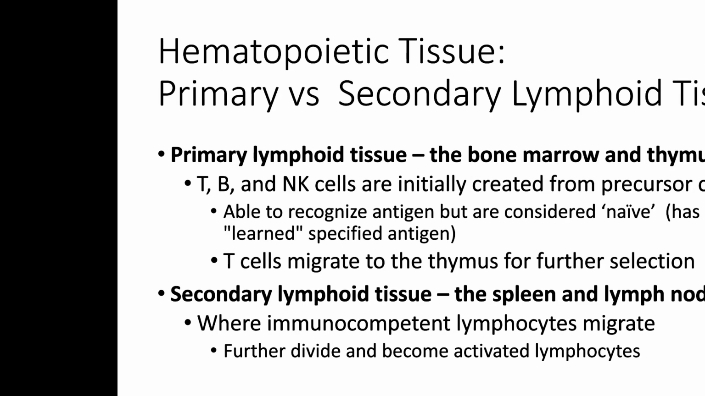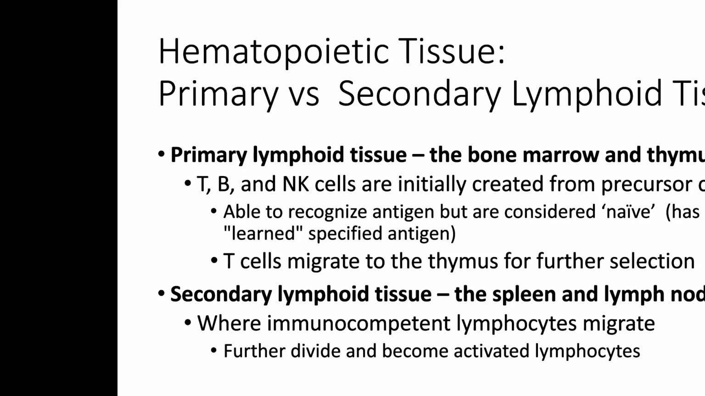Your primary lymphoid tissue will always be considered your bone marrow and your thymus. This is where your lymphoid cells, such as your B, T, and NK cells, will be created. They should be able to recognize antigen, but they haven't learned a specific antigen yet. That state is called naive. In order to develop into a proper functioning lymphoid cell, they need to move into the thymus.